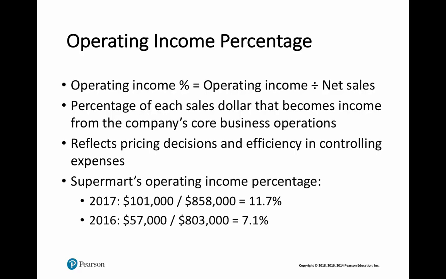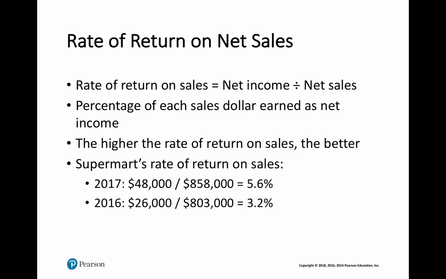So this reflects the pricing decisions and the efficiency in controlling expenses, right? For the most part, a company can control how much they're selling their products for, and they can control most of the expenses they're paying. They have less control over interest. If they need to borrow money, they're kind of at the mercy of the banks. And the taxes, the rates are set by the government. So this is measuring their decision making for pricing and their ability to control their expenses.